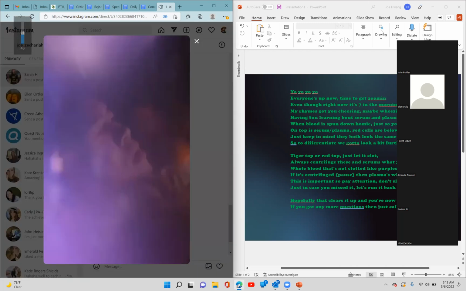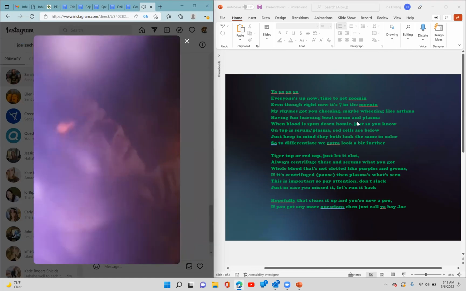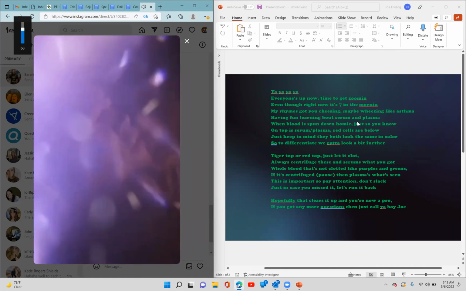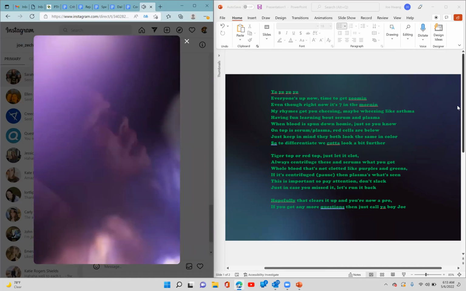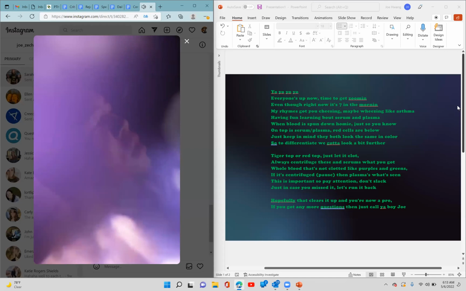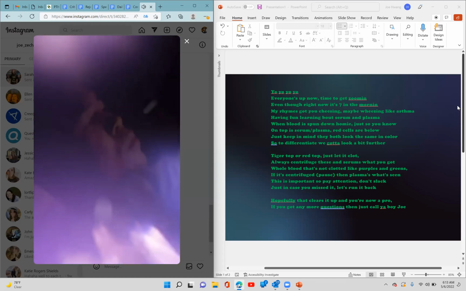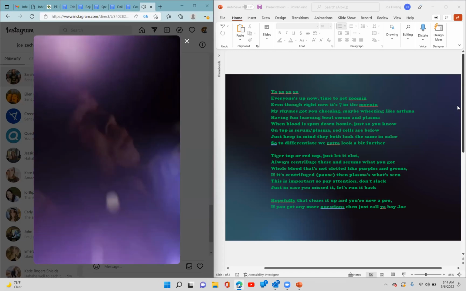Yo, yo, yo, everyone's up now. Time to get zooming, even though right now it's 7 in the morning. My rhymes got you cheesing, maybe wheezing like asthma. Having fun learning about serum and plasma. When blood is spun down, homie, just so you know, on top is serum, plasma, red cells below. Just keep in mind they both look the same in color, so to differentiate we gotta look a bit further. Tiger top or red top, just let it clot. Always centrifuge these in serums, what you got. Whole blood that's not clotted, like purples and greens. If it's centrifuged, then plasma's what's seen.